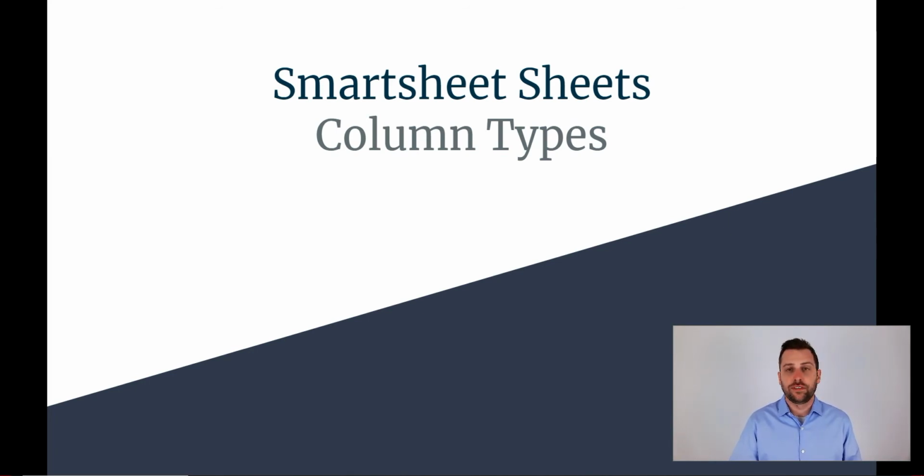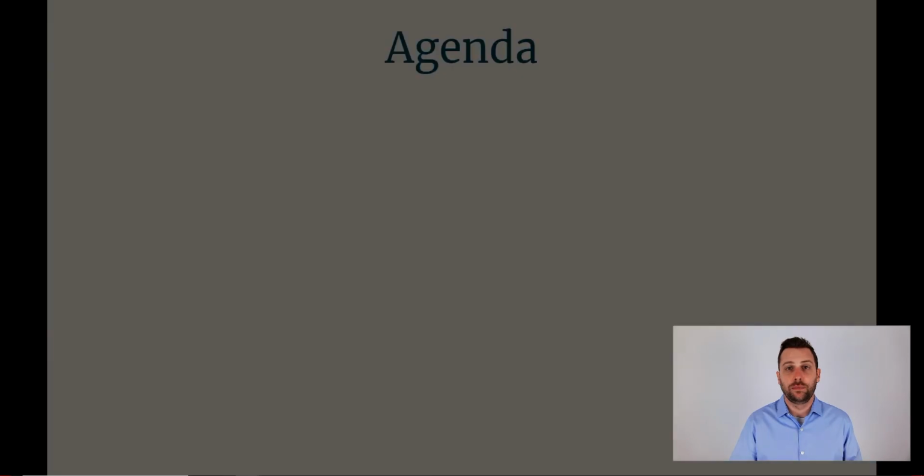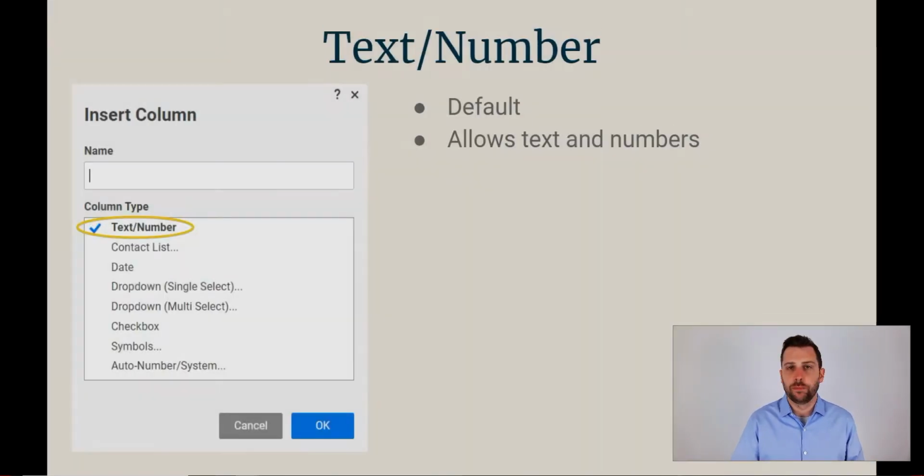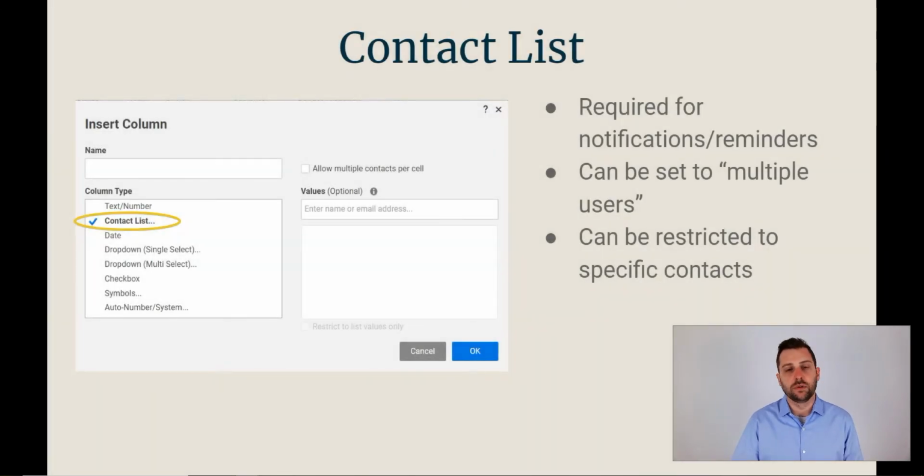At the beginning of Sheets, it's important to establish the different column types. Our agenda is going to start by defining each of the column types, and then we're going to do a little practice, some exam preparation. So the first and the most commonly used is text/number. You can make a column this by default. As soon as you open a brand new sheet, I think you have 5 columns, maybe 6, and they'll all be text/number. Self-explanatory, it allows text and numbers.